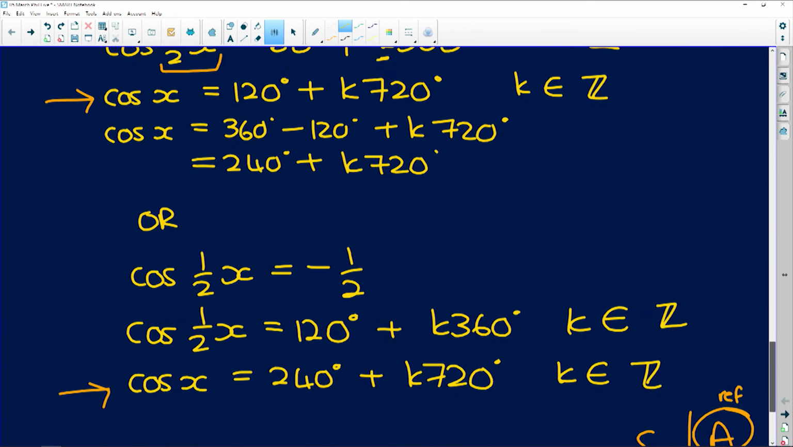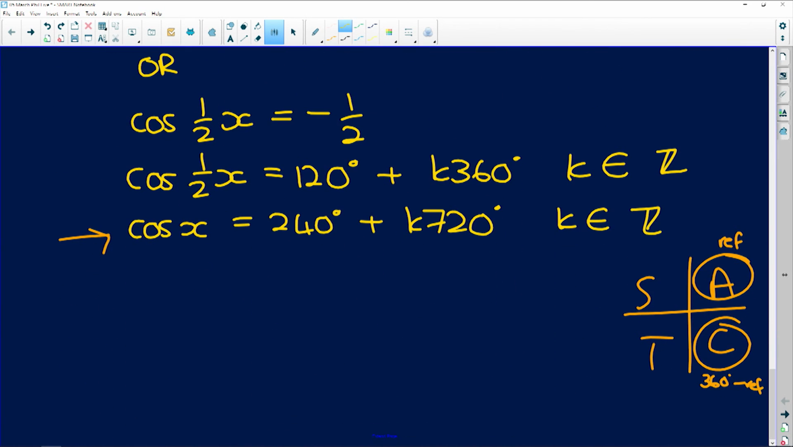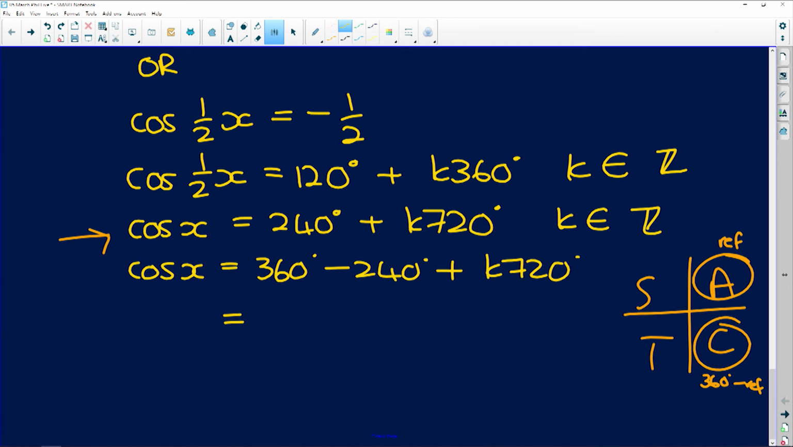And you go and do the same thing over here. x is equal to 360 degrees minus 240 degrees plus k720, which means that x is equal to 120 degrees plus k720. Because you've stated that it is an element of the integers, that follows suit. You don't need to keep rewriting it every time.